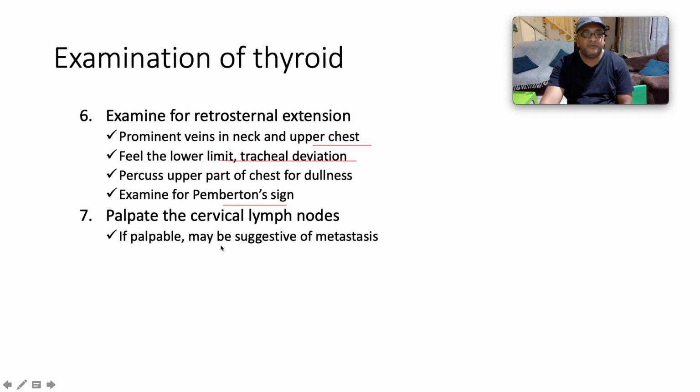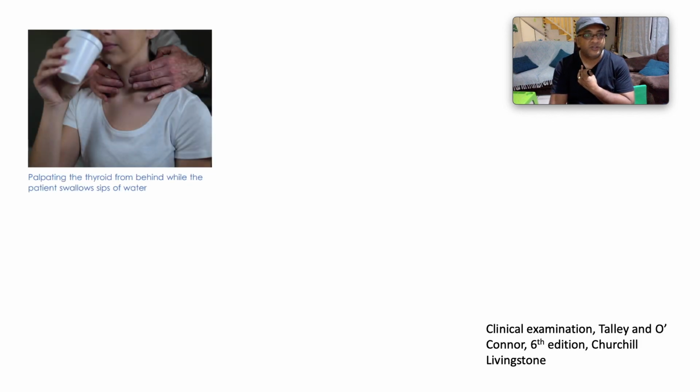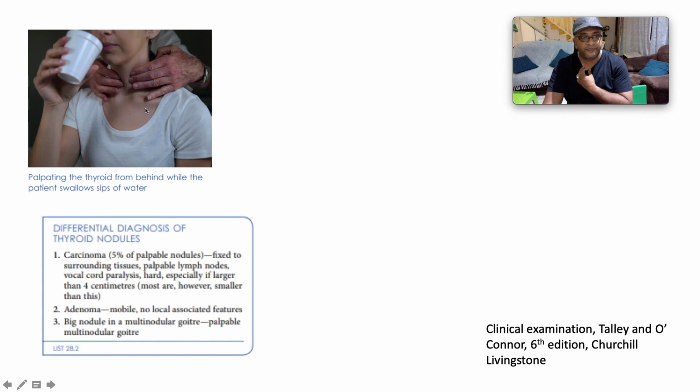Palpate the cervical lymph nodes. If palpable, these may indicate metastases, and feel for the beloved carotid pulse. Absence of pulsation in the setting of a goiter indicates pressure effect or malignant infiltration. So here is just showing the technique of how you're going to palpate the thyroid from behind while the patient swallows sips of water.